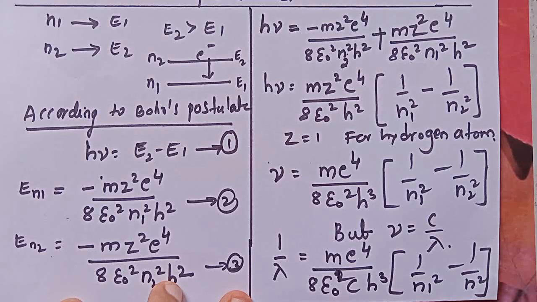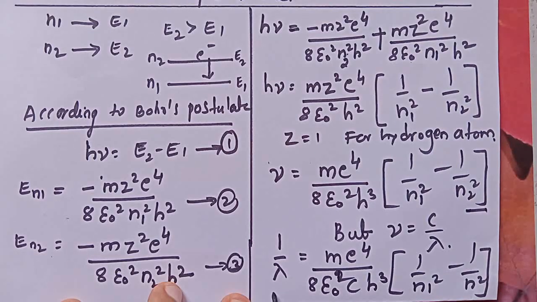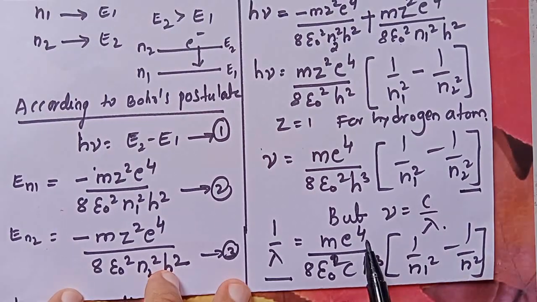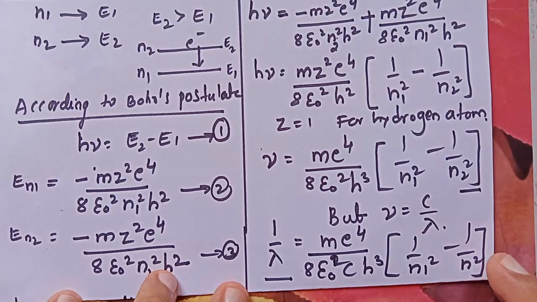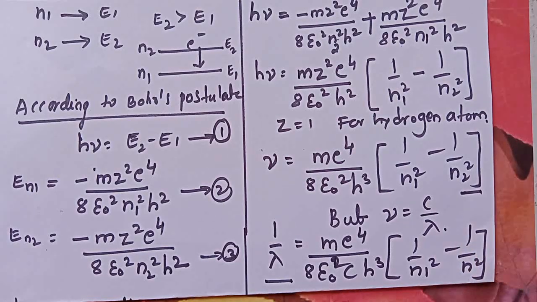So in terms of wavelength, this is the expression, whereas the earlier one is the equation in terms of frequency. The frequency of emitted electromagnetic radiation you can calculate by using that equation, or the wavelength can be calculated by using this equation. So we have one more term remaining here, this term: m e raised to 4 over 8 epsilon naught square c h cube. All the values are constant here. All the values are constant.